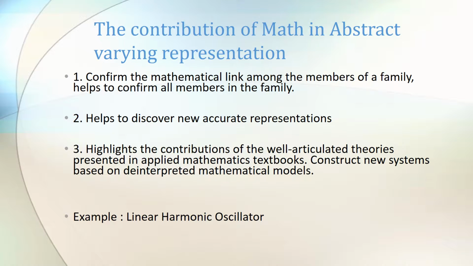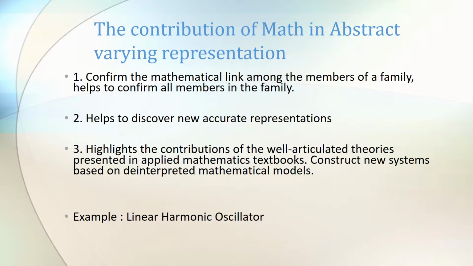The first contribution of math in abstract varying representation is that it confirms the mathematical link among the members of the family. Therefore, it helps to confirm all members of the family. Once the mathematical link is formed among members of the same family, we could boost confidence of confirmation of one member by experimenting on another member of the family. Some members are easier to test than others. For instance, it is easier to conduct experiments on fluid mechanics than on electrostatics.